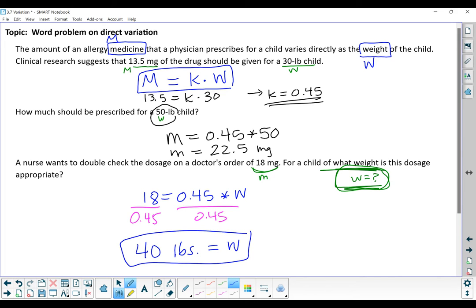So that dosage is appropriate for a 40-pound child. All right, so that's kind of how direct variation works. You'll have a really basic equation with that constant. You'll have to figure out what the constant is, and then you can use that to answer a follow-up question.